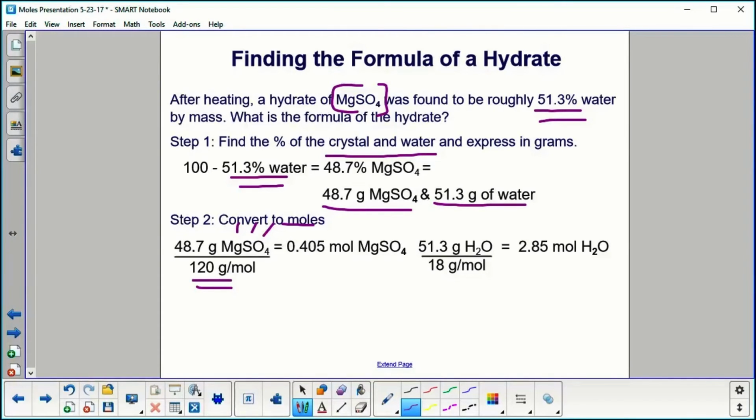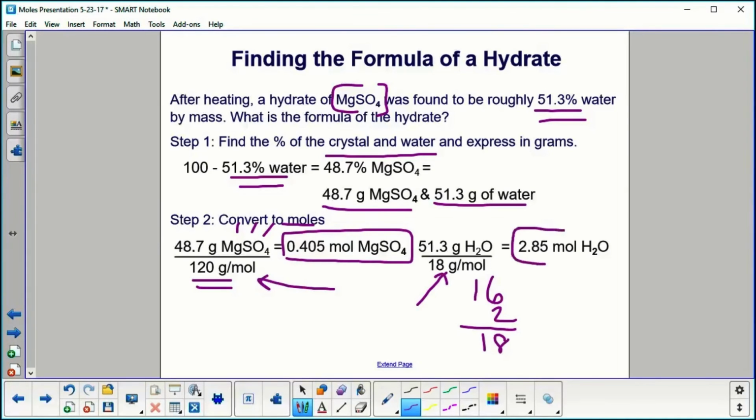So that we do the division here. We have this many moles of magnesium sulfate. Water, again, to get this here, the molar mass, we have oxygen, which is 16. We have 2 hydrogens. So you get 18 grams per mole. See, I'm making you do this one. I did the simple one. You divide through, you get 2.85 moles of water.